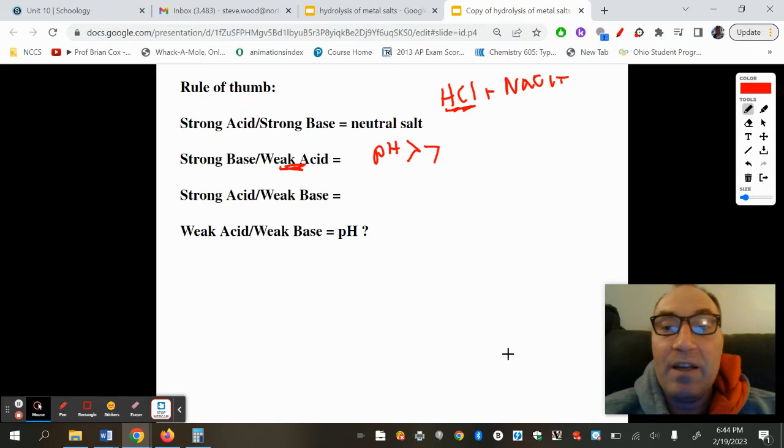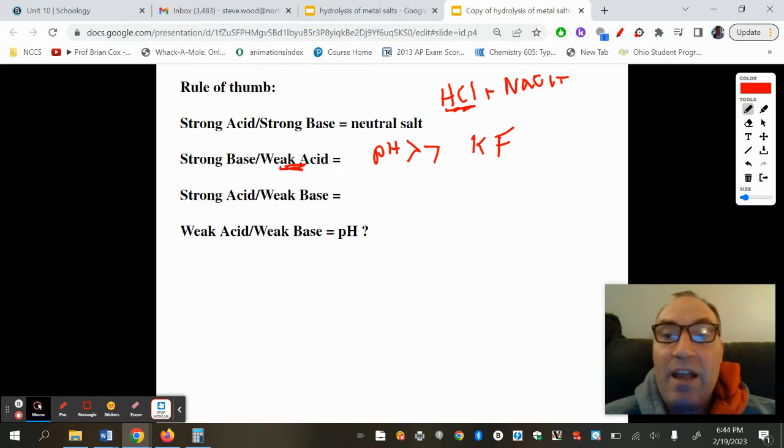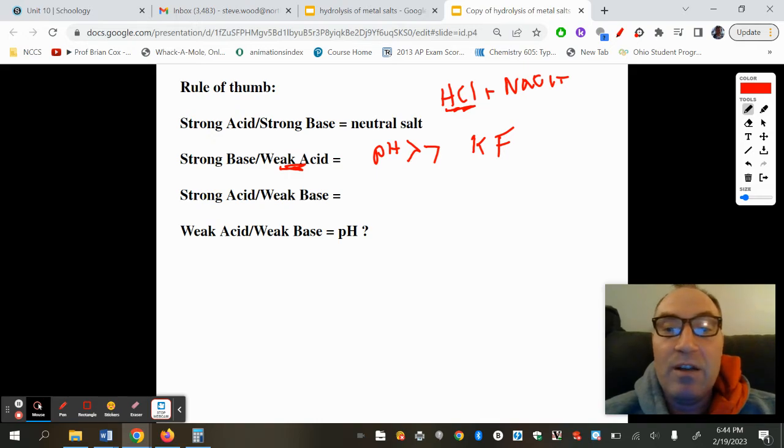So an example of this would be like KF, where KOH is a strong base and HF is a weak acid. So this would act as a relatively strong conjugate base.